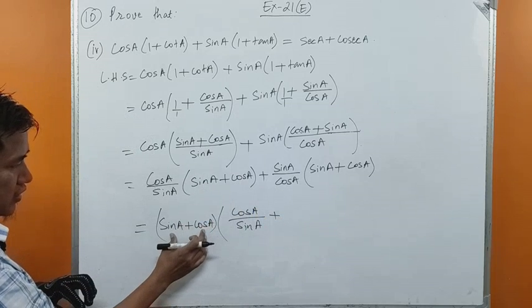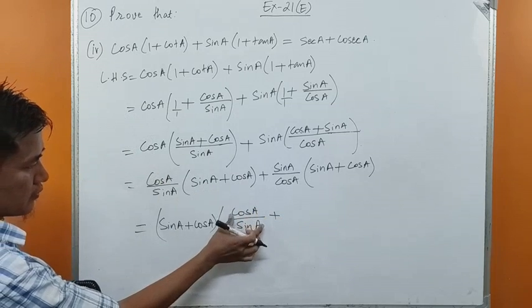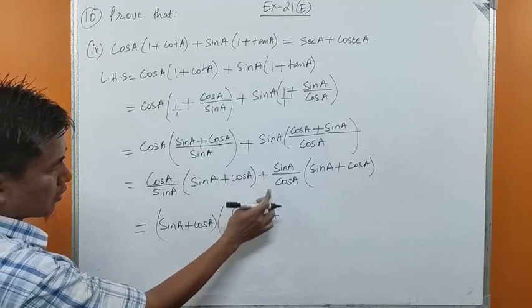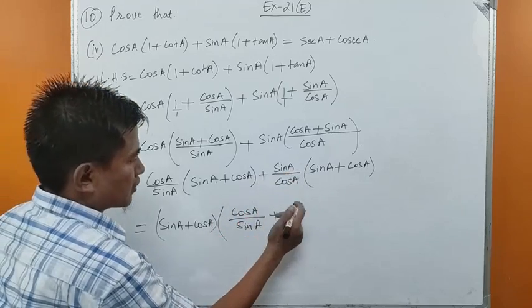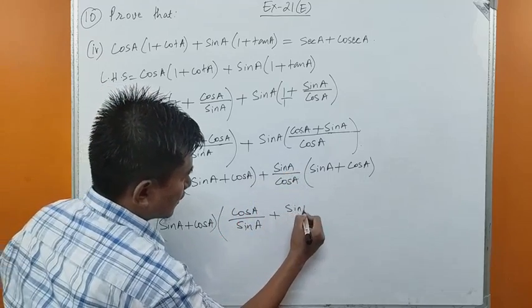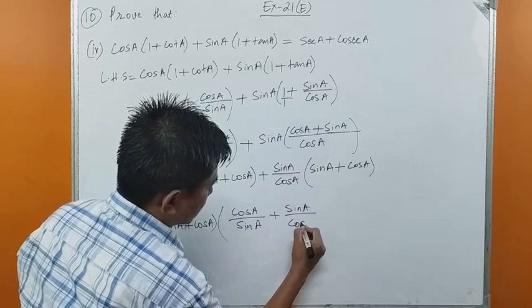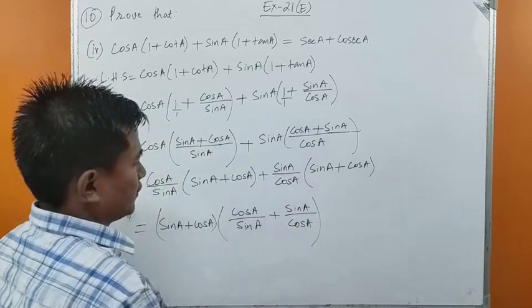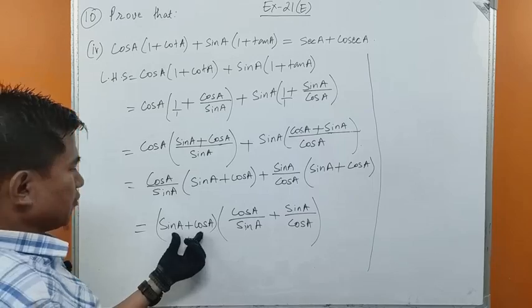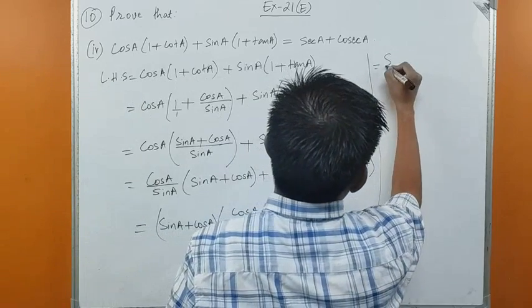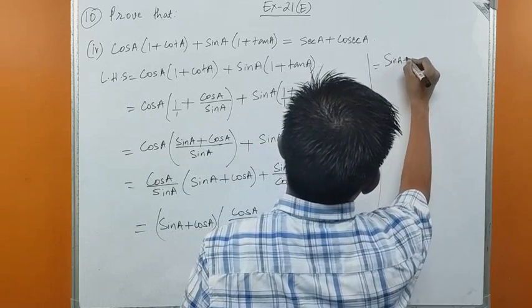this sin A plus cos A is taken out. Now this cos A plus upon sin A comes here, so this plus sign comes here. This sin A plus cos A is taken out. Now sin A by cos A comes here, sin A by cos A. Okay, so let me continue here. Sin A plus cos A I copy as it is, sin A plus cos A.